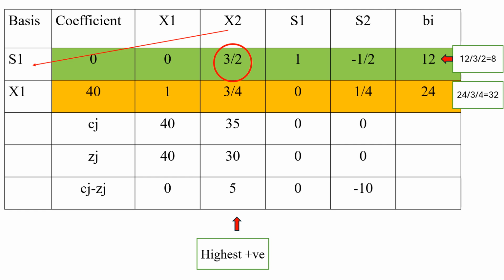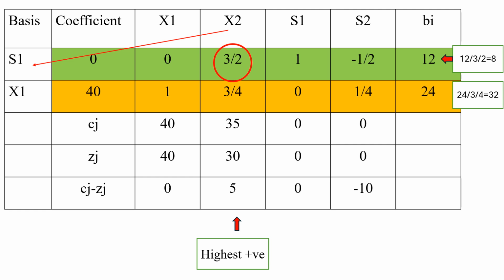Another table, in the same manner: you will first multiply 0 into 0, into 40 into 1, the result is 40. 0 into 3 by 2 plus 40 into 3 by 4, the result is 30. If you subtract 40 minus 40, 35 minus 30, what is the highest positive value? The highest positive value is 5.